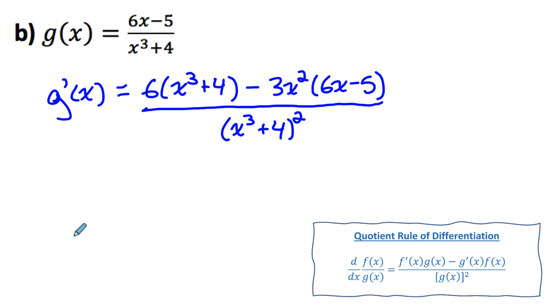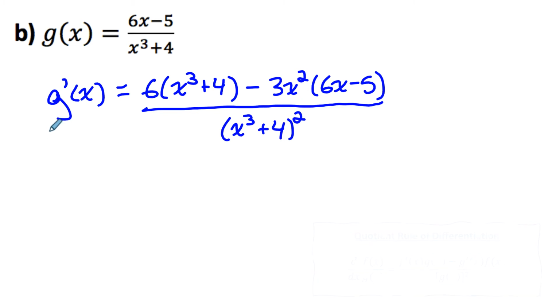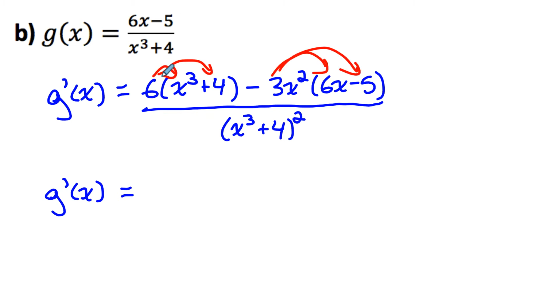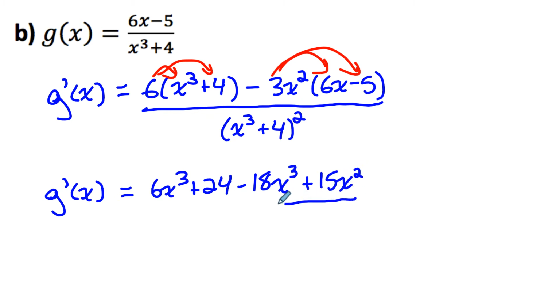Don't forget the squared. And now I need to simplify this. The numerator is not in factored form, so don't try and cancel anything. What I'm going to do is I'm going to expand it out and then see if it factors further. So let's go ahead and try that. So g prime of x equals, let's expand the 6. My standard form in the numerator would be 6x cubed plus 24 minus 18x cubed plus 15x squared. And this is all over x cubed plus 4 squared.